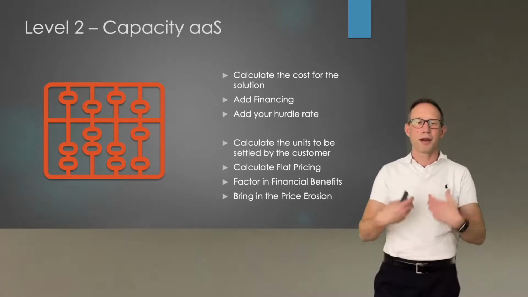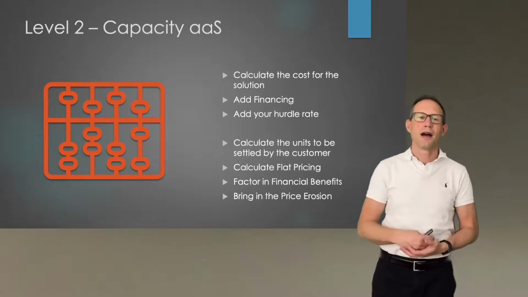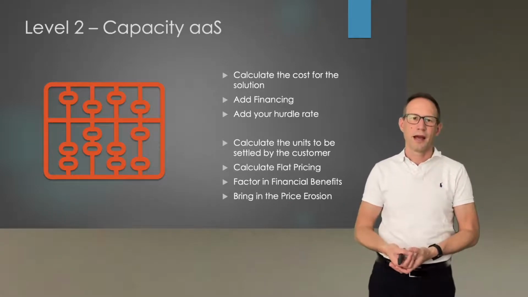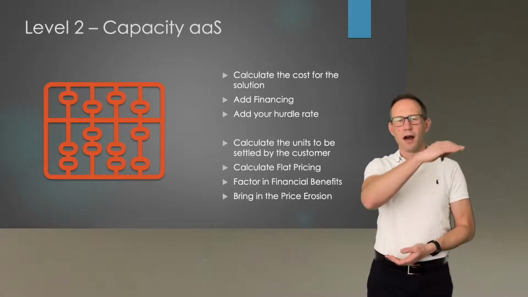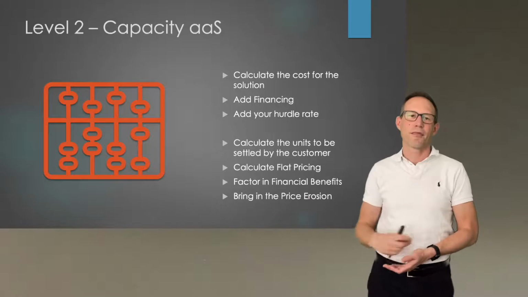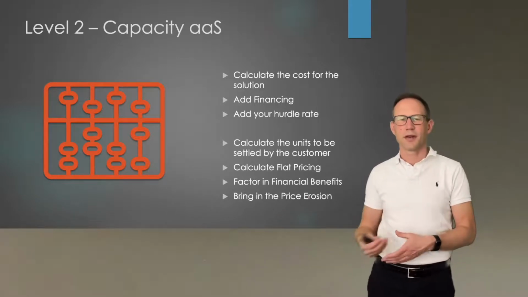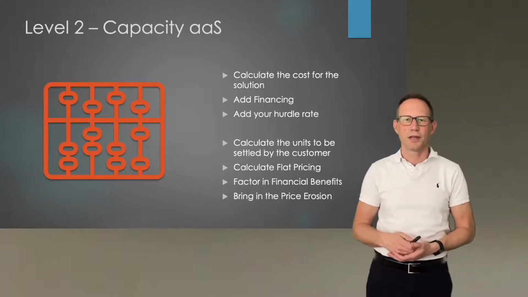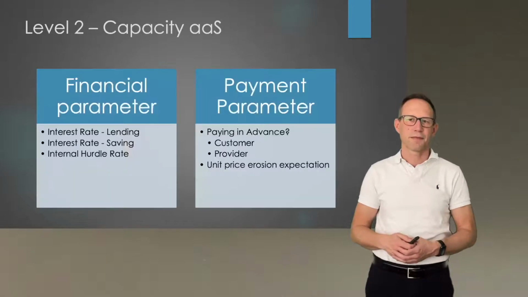Like if you give me money in the first quarter, I can put it in a bank, or I can use it to pay less interest to a bank. And then we bring in the price erosion, so having a quarterly decline of the prices. In reality, quite often this is done on a yearly basis, but for this example, we're doing it on a quarterly basis too. So what do we need to do these steps?